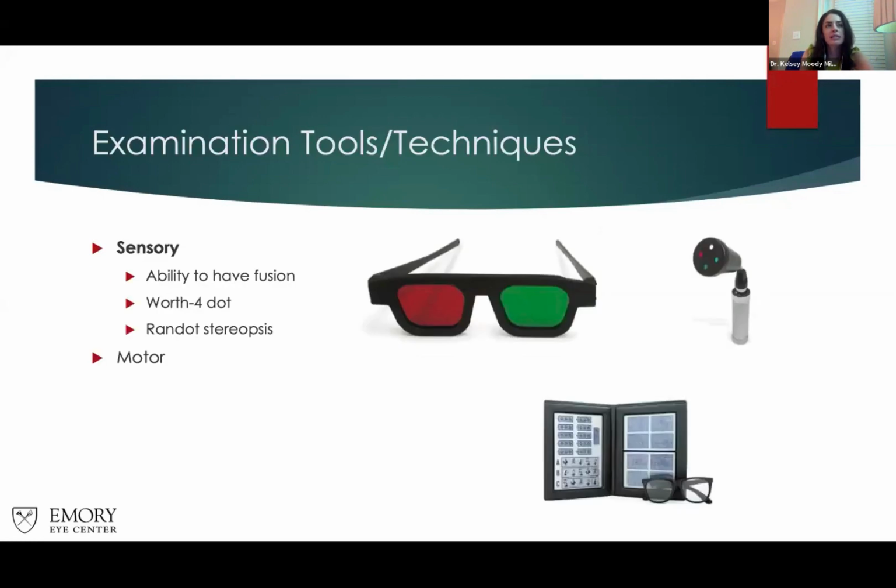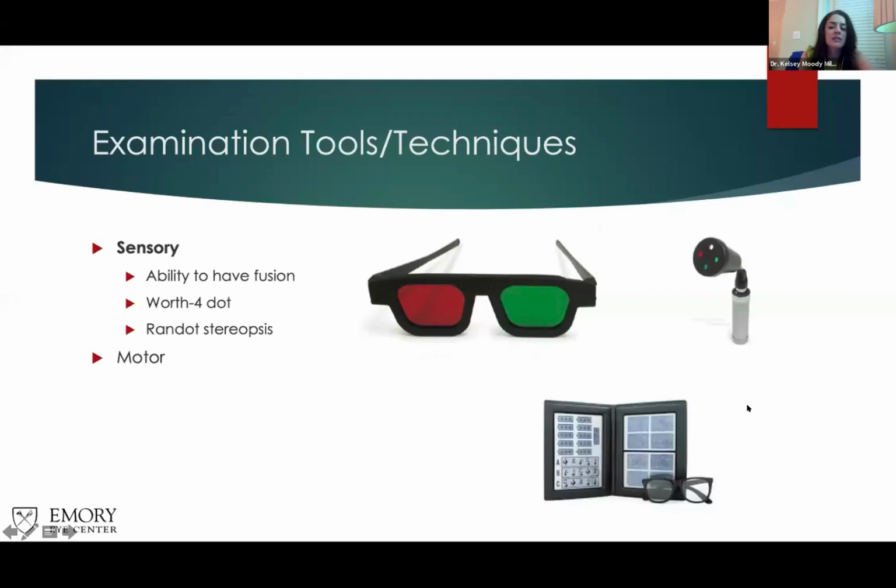We have different tools during our examination that can help us evaluate for the double vision. The biggest thing is doing what's called a dedicated sensory motor examination. First starting with just the sensory system, or the eye's ability to have fusion. We can do this typically in one of two ways, either with a Worth 4-dot or a Randot stereopsis. I have the Worth 4-dot here on the top of the screen, the Randot below. Personally, I prefer Worth 4-dot.